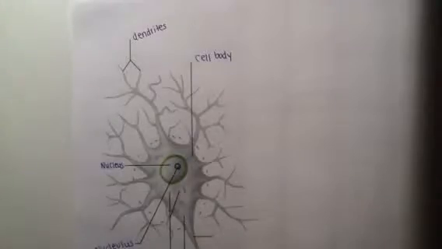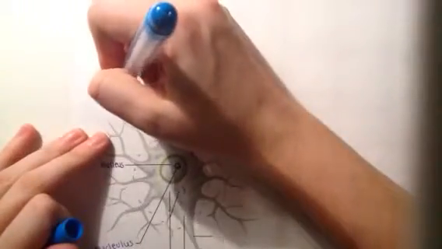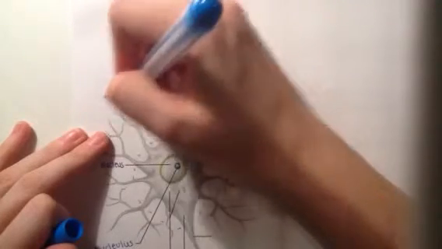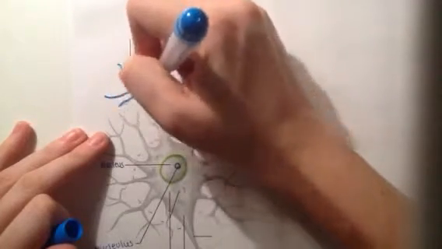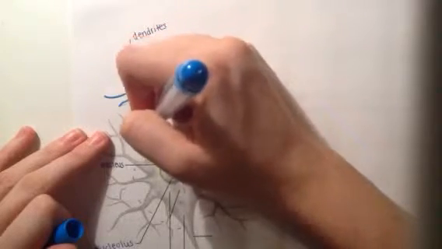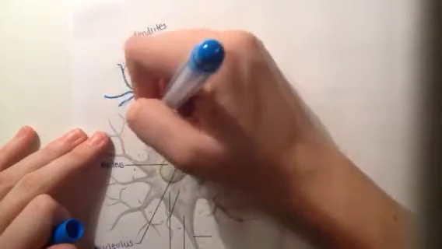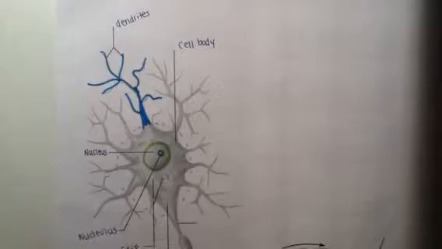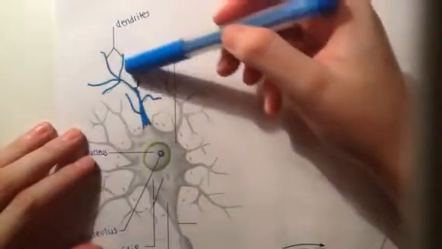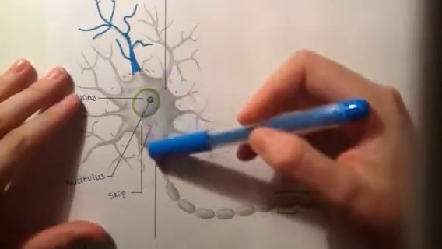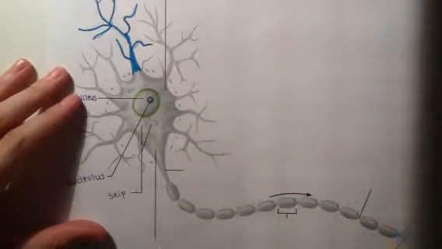So those dendrites are going to get their own color. I'm just going to outline one of them to save time. But they're all the same. Okay. Those are all dendrites. Dendrites are going to receive a message. They're going to send it through the cell body, and then the information is going to go all the way down this long axon.